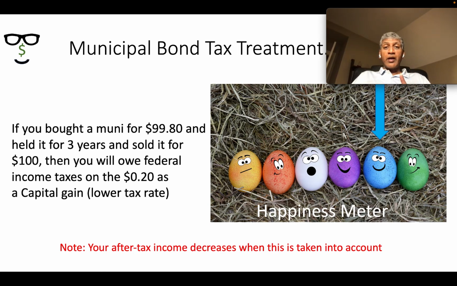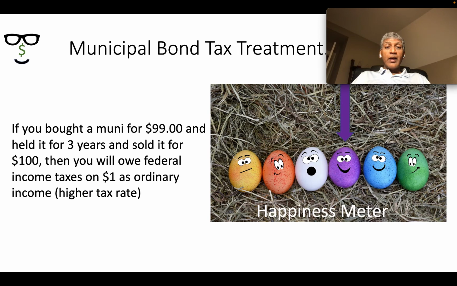One quick thing I need to add. Well, if you did buy the Muni for $99 instead of $99.80, and you held it for 3 years, and you got the par value of $100, now your gain is considered significant. This rule is called the de minimis rule.